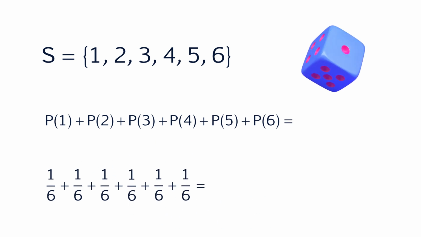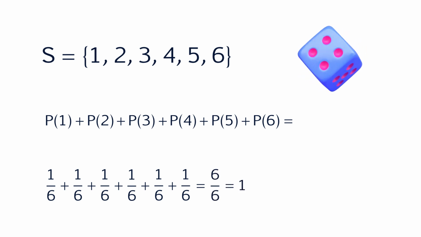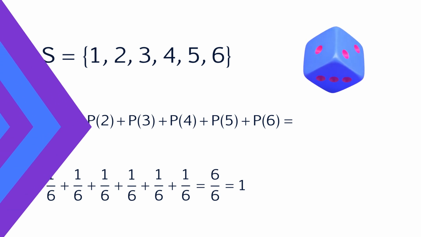When you add these probabilities together, you get 1/6 plus 1/6 plus 1/6 plus 1/6 plus 1/6 plus 1/6, which equals 6/6, or 1. Let's look at a different example.